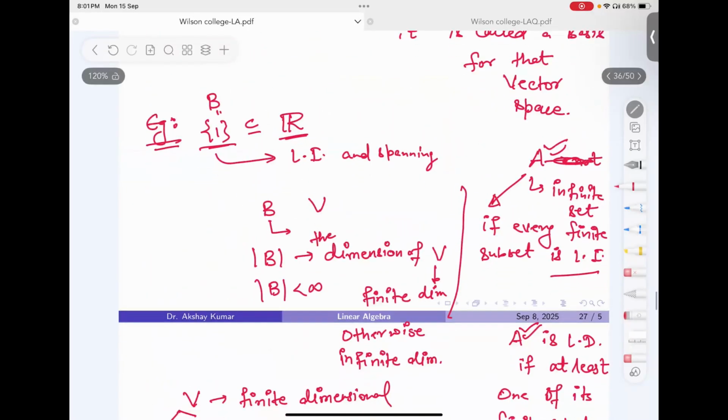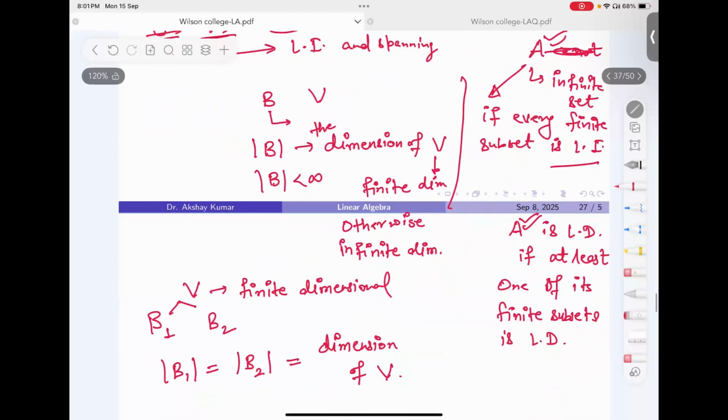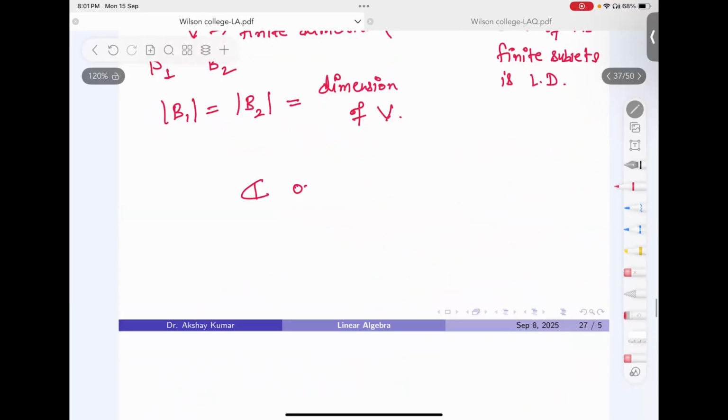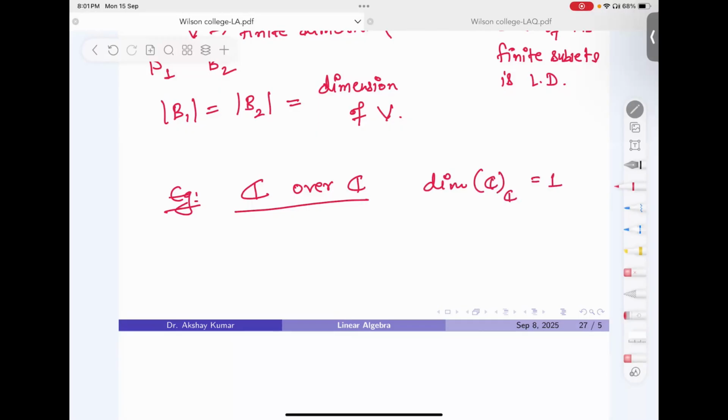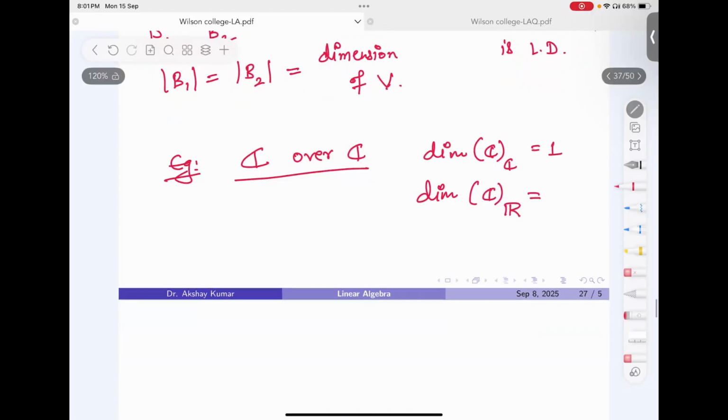Okay. So in this case, what is the dimension of R? Of course, I am taking R over R. What is the dimension of R? 1. Correct. So what is the dimension of C over C? 1. Dimension of C over C is 1. Now what is the dimension of C over R? 2.